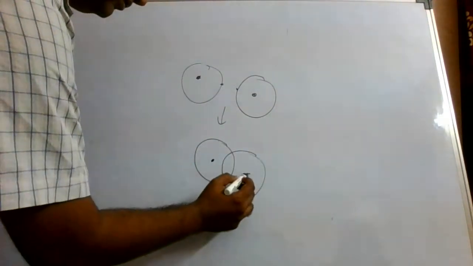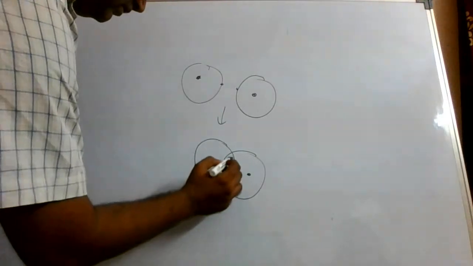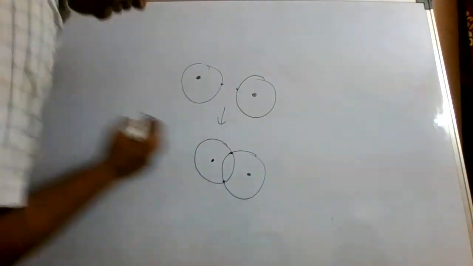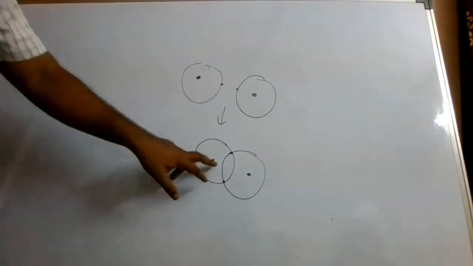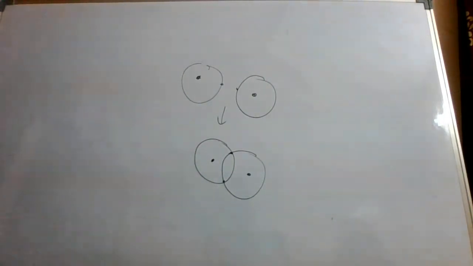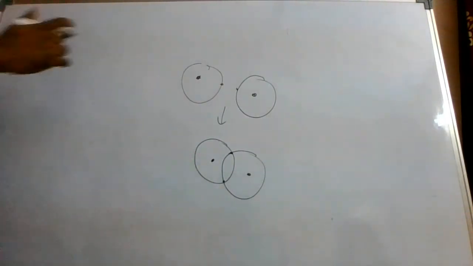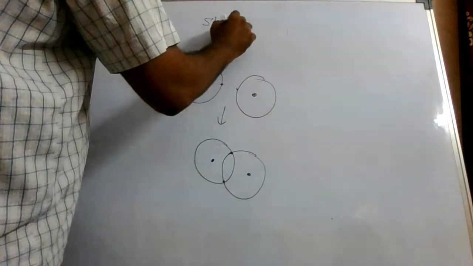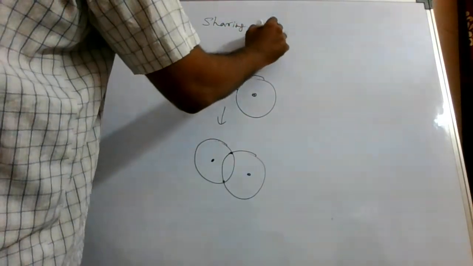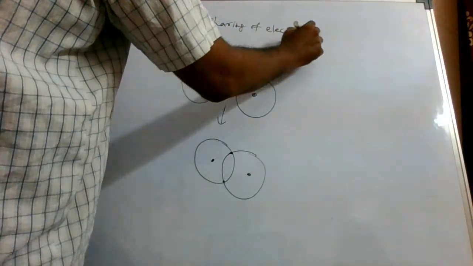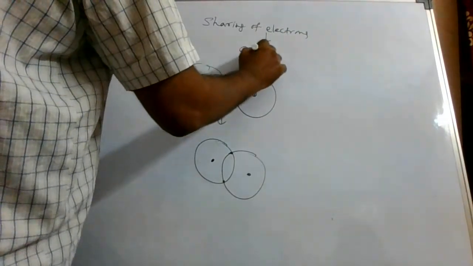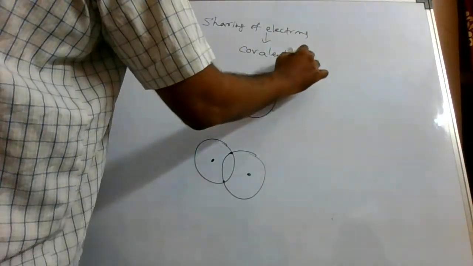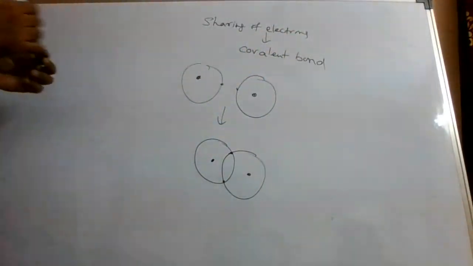This is nucleus, this is nucleus. Alright, and here it is like this. Okay, they are mutually sharing the electrons. So this sharing of electrons is called formation of covalent bonds.